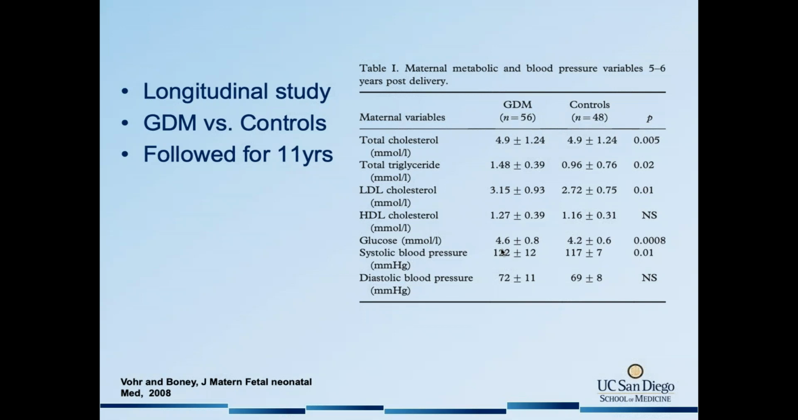This was Dr. Boney's study. And she looked at markers of metabolic syndrome, including cholesterol, as well as systolic and diastolic blood pressure. And as you can see, if you look at the cohort of mothers who had gestational diabetes, and this was a follow-up of about 11 years, you see some differences in lipid levels, as well as the systolic and diastolic blood pressure.